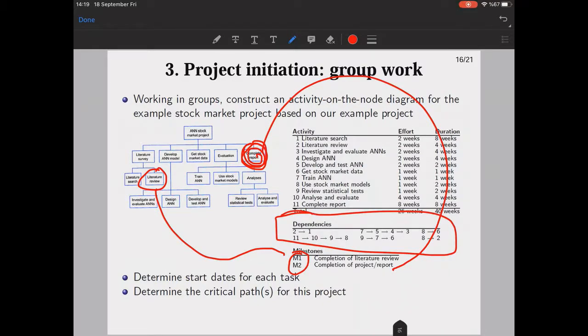The second one cannot start before the first one is finished. 11th waits for 10th to finish, and 10 waits for 9 to finish, and 9 waits for 8 to finish. But what is 8 waiting for? 8 is waiting for 6. And what is 6 waiting for? 6 can start directly, for example. Get stock market data. It's okay. We will see.